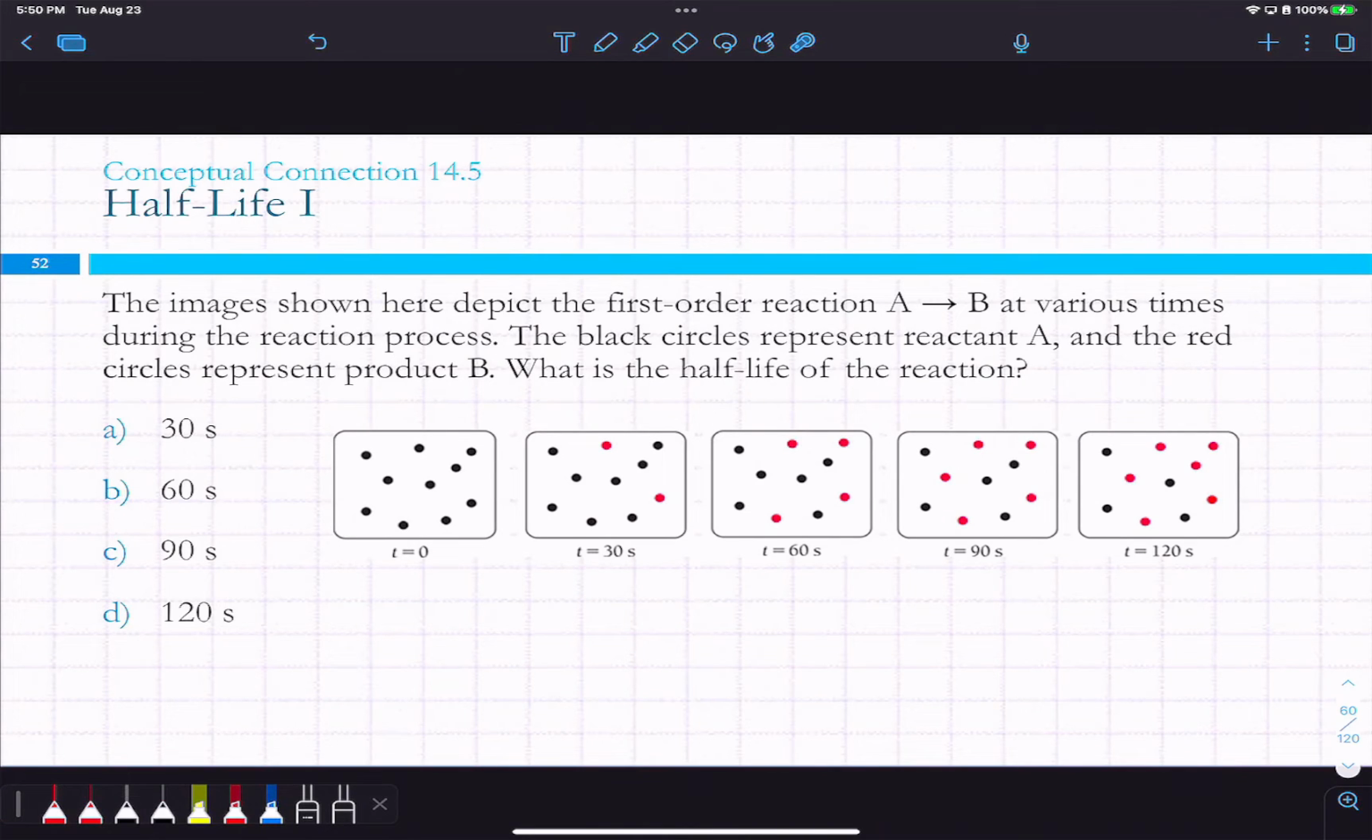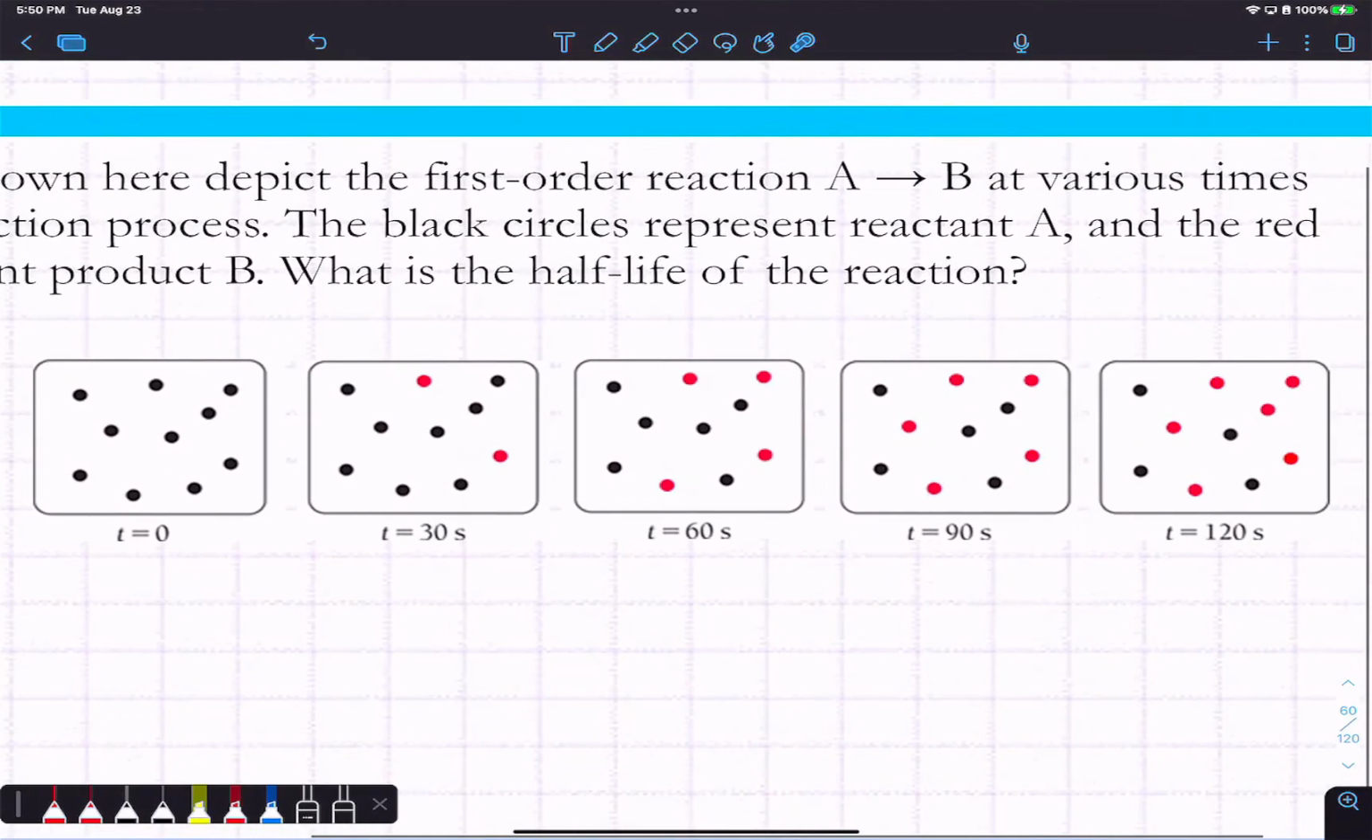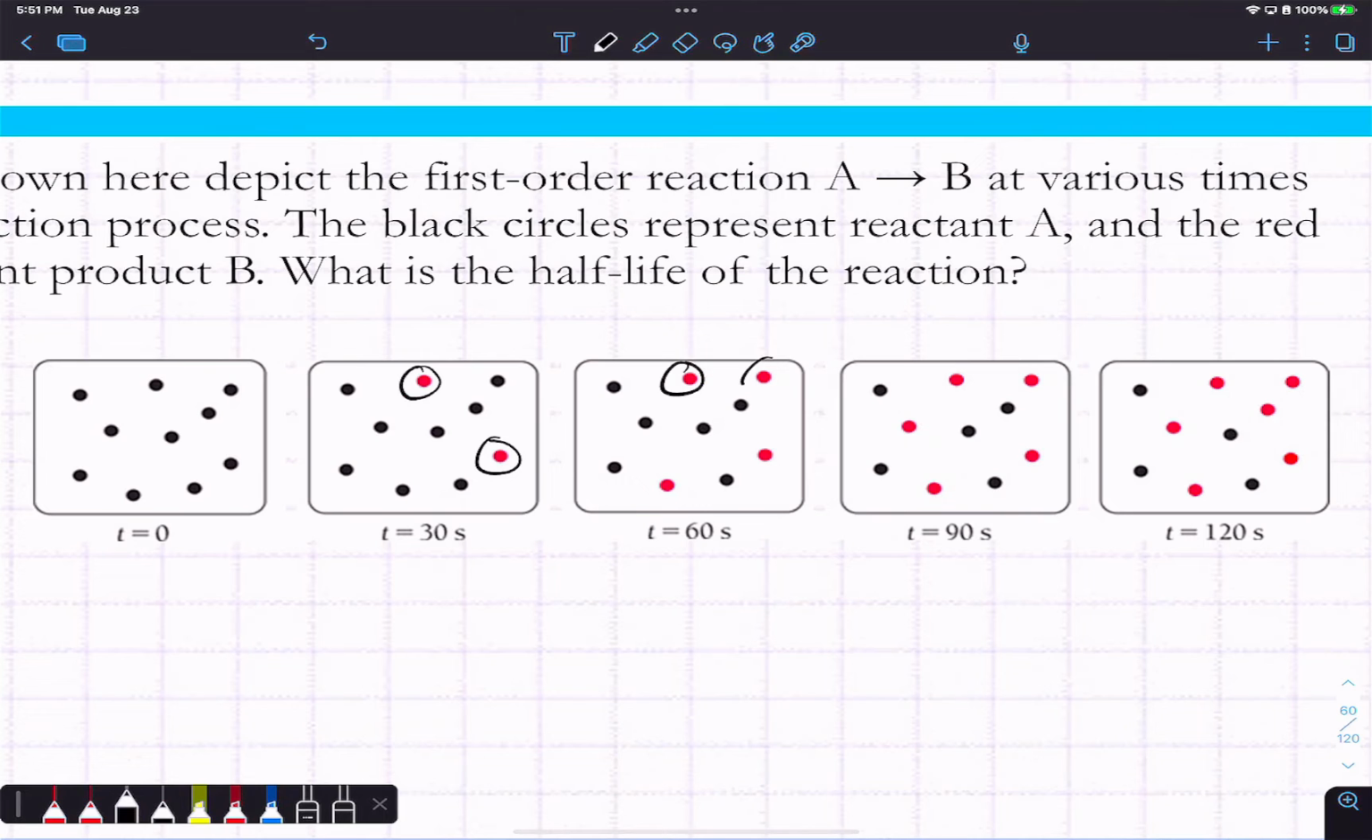So we've got half-lives here, right? We're looking at a first-order reaction, good to know, from A to B, A reacting to form B at various times during the reaction process. The black circles represent A, and the red circles represent B. What is the half-life of this reaction? Let me zoom this. Wow, you can't even see. Those are all black. These two are red. I'm going to circle the red ones.